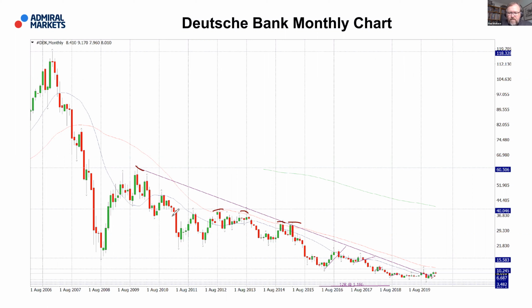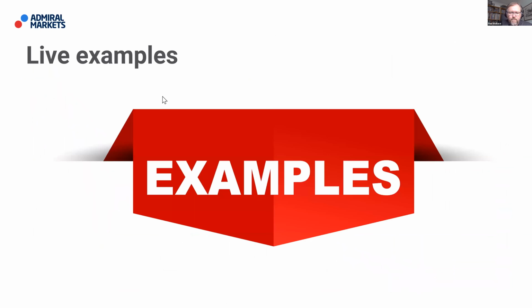For that to change, I would probably need to see price get up and close above that 50 period moving average, which it hasn't done since back in 2006, 14 years ago on a monthly chart. That's a long bear market. That is a long bear market, ladies and gentlemen. So we'll switch across in a few moments and have a look at some live examples.